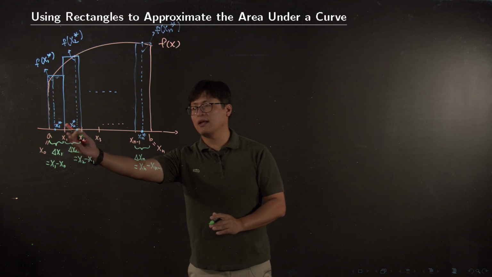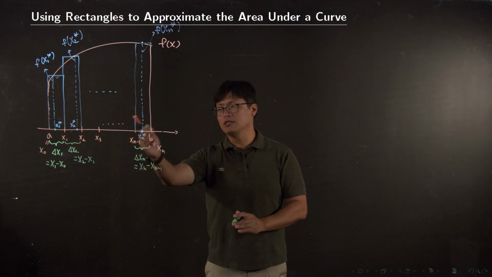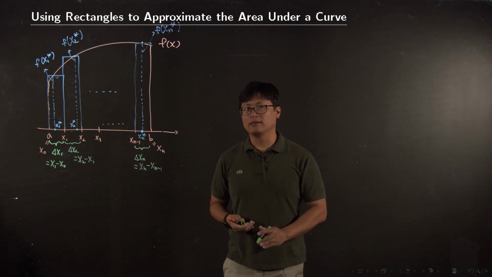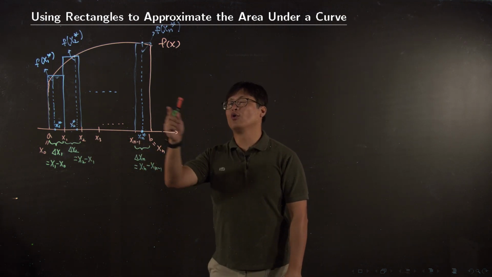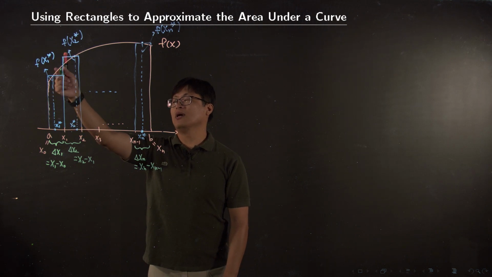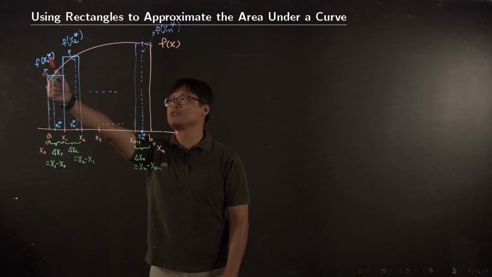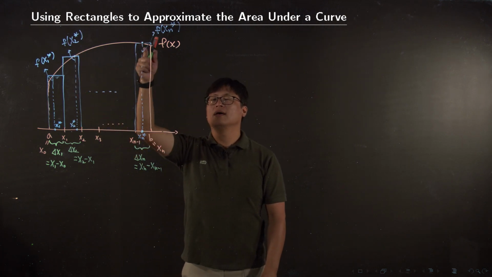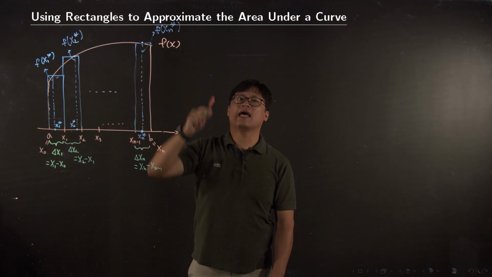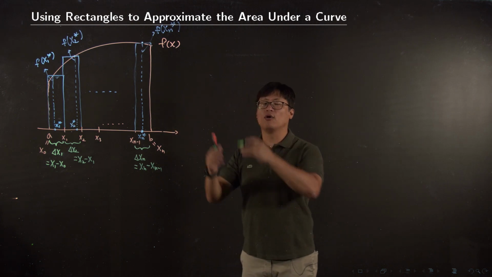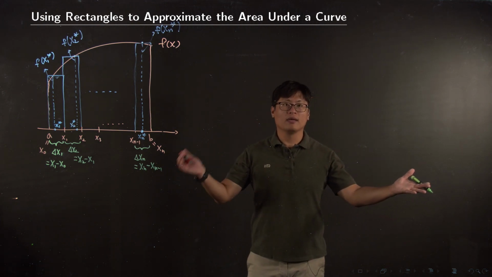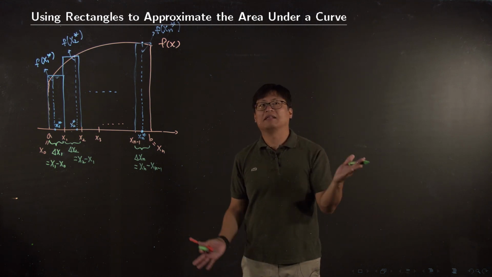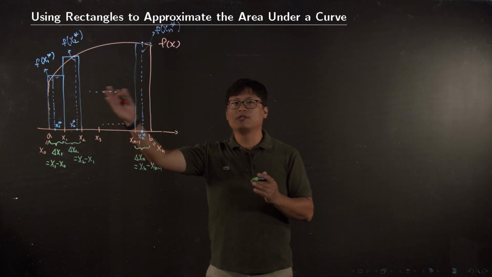So we just figured out all the bases for each rectangle, which are denoted by delta x1, x2, x3, and delta xn minus 1, right? And we already found the height for each rectangle. The first one is f of x1 star. The second one is f of x2 star, and so on, and the last one is f of xn star. These are the heights of the rectangles. Now we're ready. Keep that in mind, I keep talking about base times height. That's it, right? So what about the area of each rectangle?